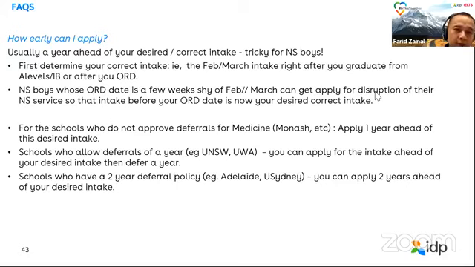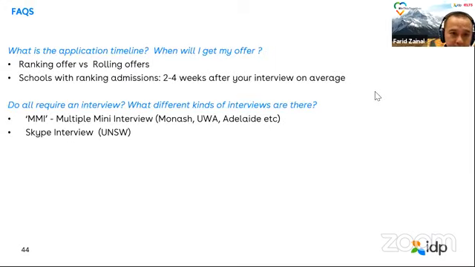On the other hand, for the universities that do not approve deferrals, simply apply 1 year ahead of your desired intake. So basically, the following is what I've shared earlier. Okay, so with this, what is the application timeline and when can I get my offer?